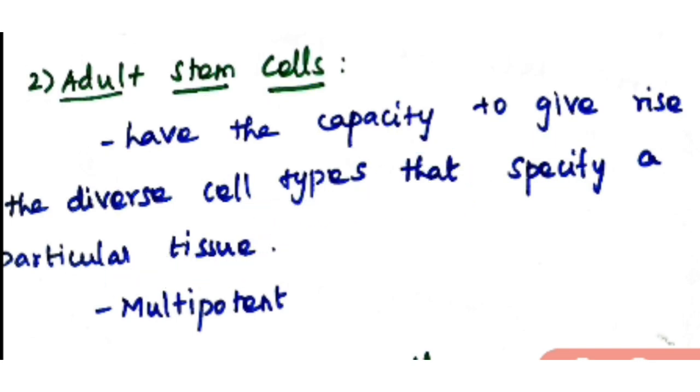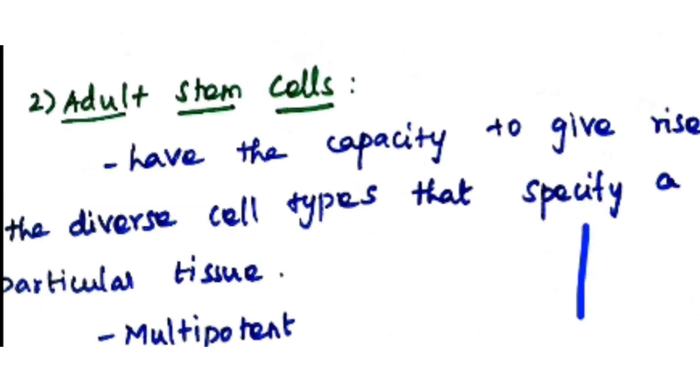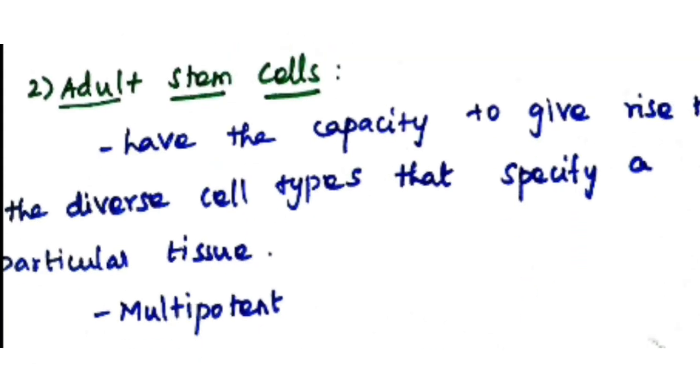tissue. Adult stem cells can't differentiate into all the types of cells in an organism, but they can differentiate into cell types that specify a particular tissue. For example, hematopoietic stem cells and skin cells. Adult stem cells are also known as multipotent because they can produce many types of cells in the same tissue.